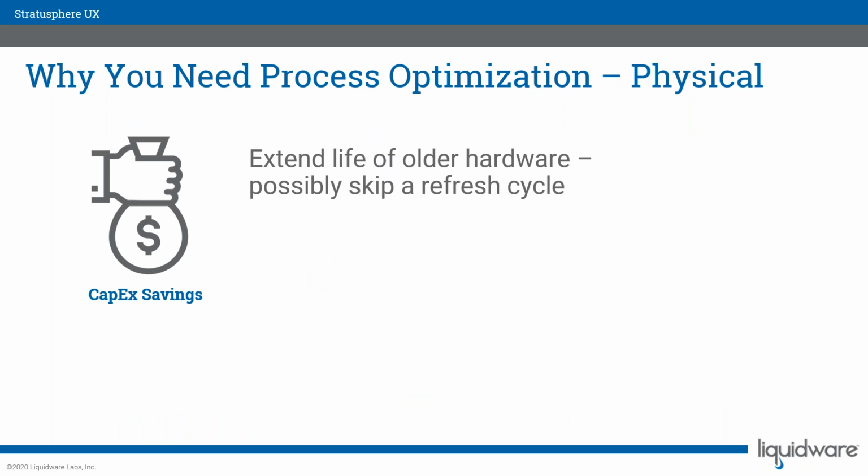In the physical environment, talked about this earlier, extending life cycle of those older things, possibly even skipping a refresh cycle. If you're a large bank with, say 20,000 tellers out there, if you can push that life cycle of that machine one more year, that could be millions of dollars. So I could focus an optimization profile just on those old teller machines to make them run more effectively.